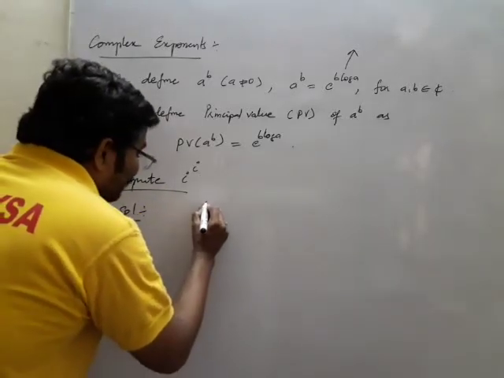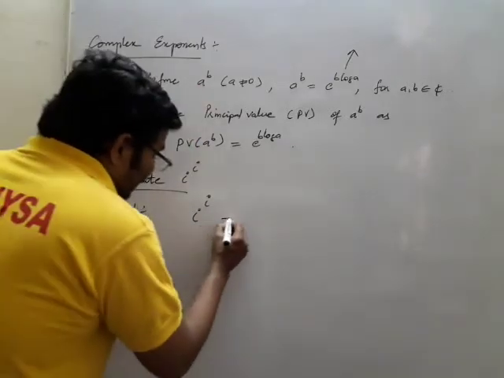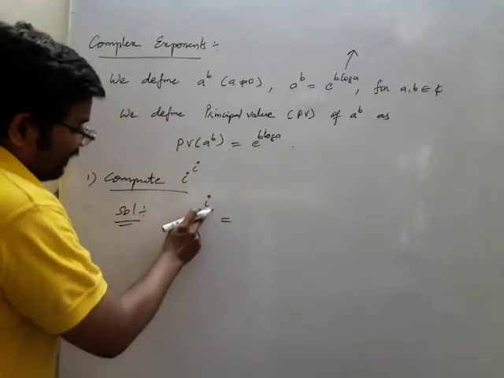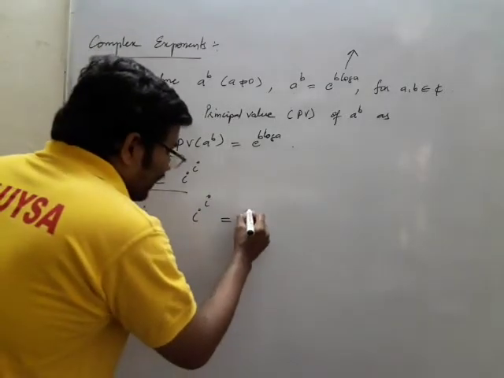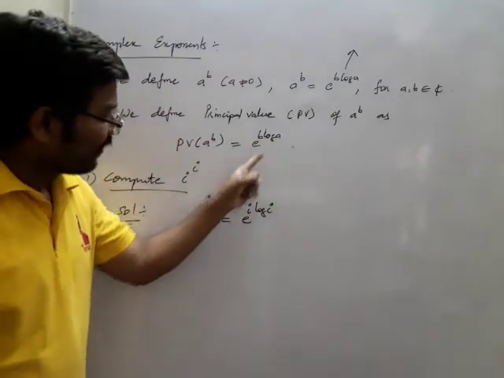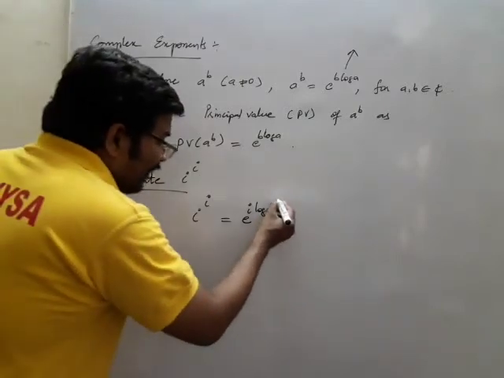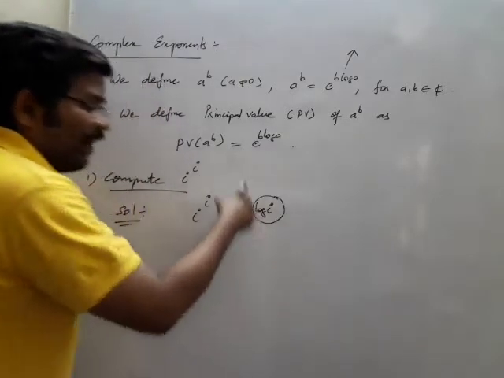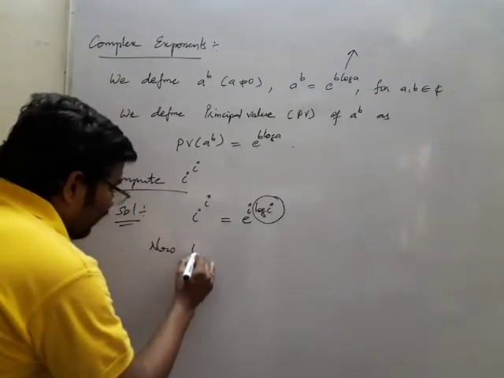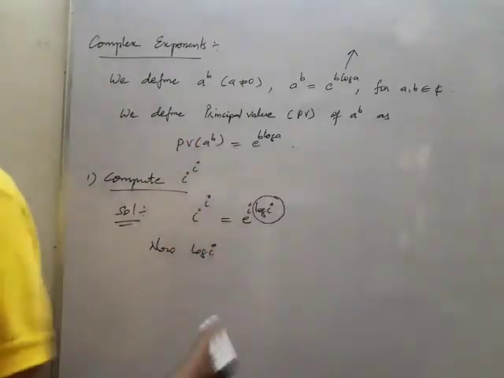i power i, we'll make use of this formula. i power i can be written as e power b log a. This is a, this is b. So e power i log i. I have written according to this formula. Now what you have to find out is the value of log i, and then substitute it. So now I am finding the value of log i with the help of the logarithmic function.